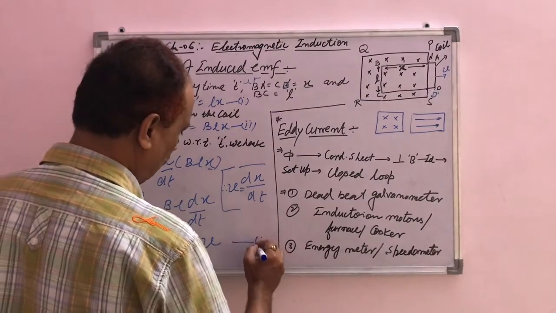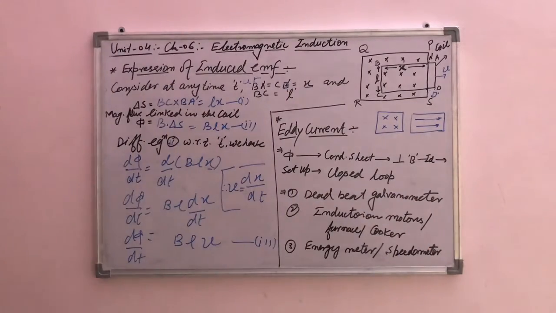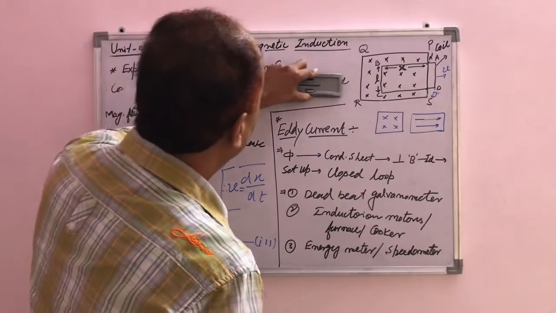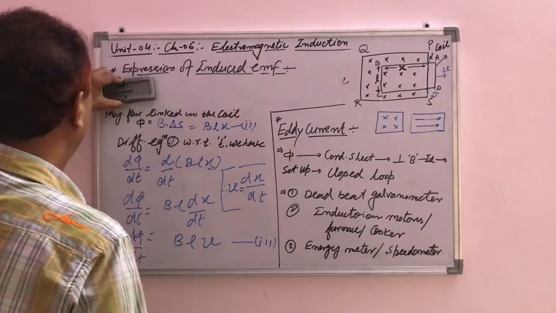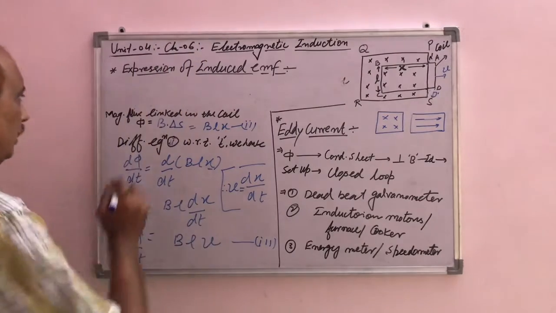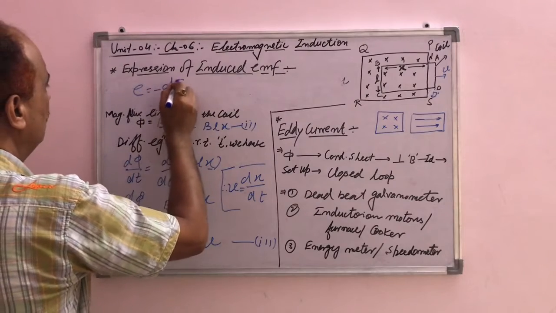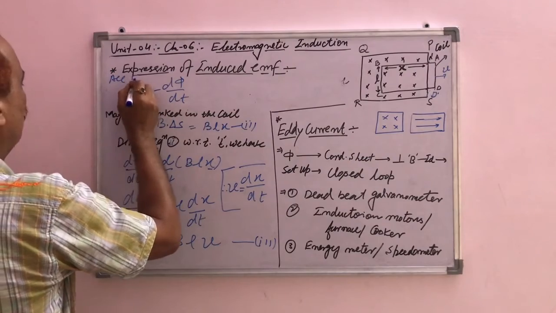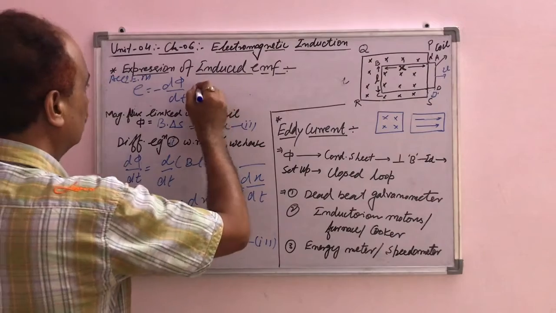It is equation number 3. Now we know that according to Faraday's second law of electromagnetic induction, the rate of change of magnetic flux is always directly proportional to the induced EMF produced in the coil. So according to the second law, E is equal to minus d phi upon dt. This is according to the laws of electromagnetic induction, so this is equation number 4.